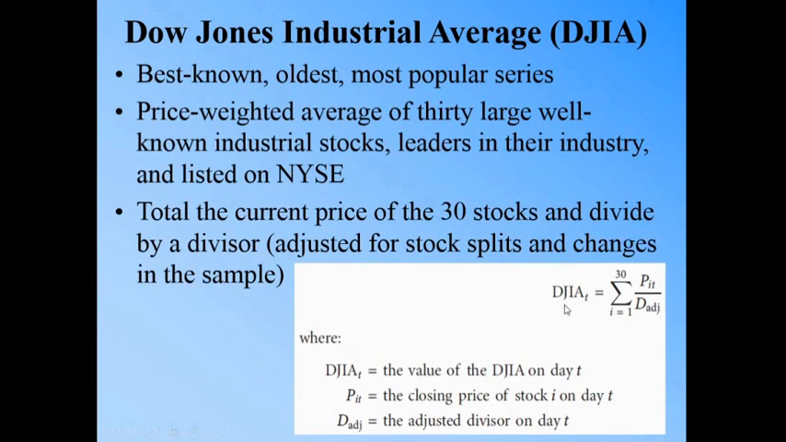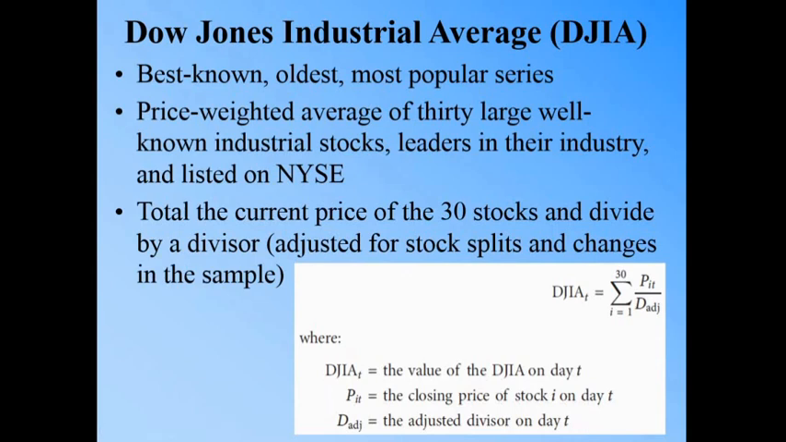So the Dow Jones Industrial Average is calculated as the sum of the current prices of the 30 companies, i from 1 to 30. We sum the prices of all the 30 companies included in the Dow Jones Industrial Average, and then we divide it by a divisor, and the value that we get is the index. So here it is being explained: that is the value of the Dow Jones Industrial Average at any given day t, that is the closing price of stock i on that day t, and that is the divisor on day t.